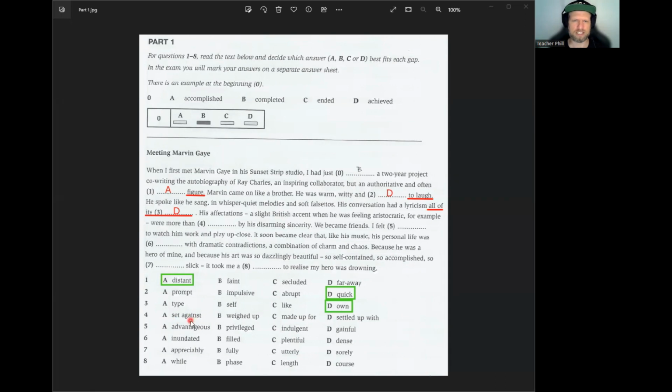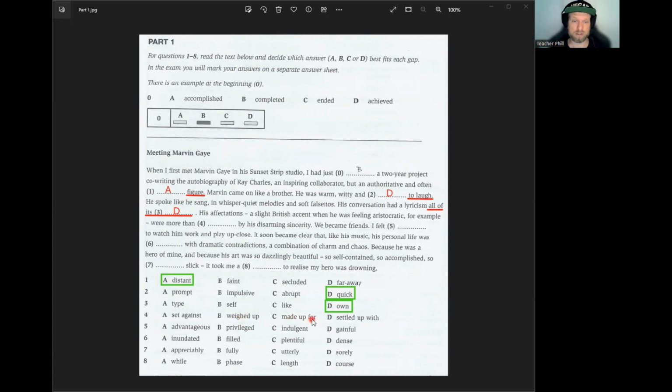That we can set against something else, but I think we wouldn't use it in this sentence structure. Weighed up. No, I think you would say when you weigh up something, I don't think we use it to compare two things really. You consider something, but you don't compare it with something else.